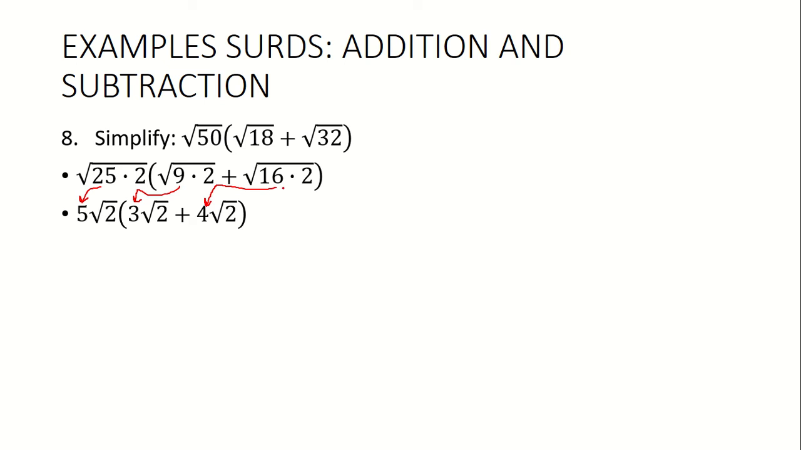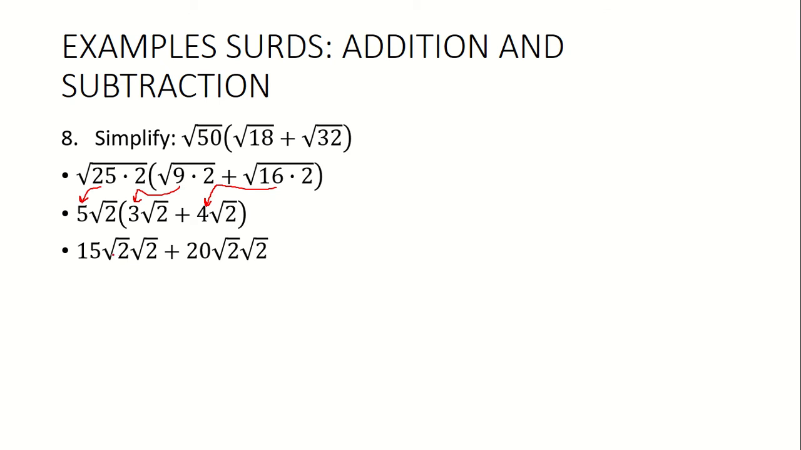Now what you're going to do here is simply to multiply out. I would have used a different method. I was going to add what is inside the brackets because those are like terms, but I'm going to use this method in case you encounter a different expression later on. Okay, I'm going to multiply 5 with 3, it'll give me 15, and I'll have square root of 2 multiplied by square root of 2. And then I'm going to have 5 times 4, it'll give me 20, and then I'll have square root of 2 multiplied by square root of 2.